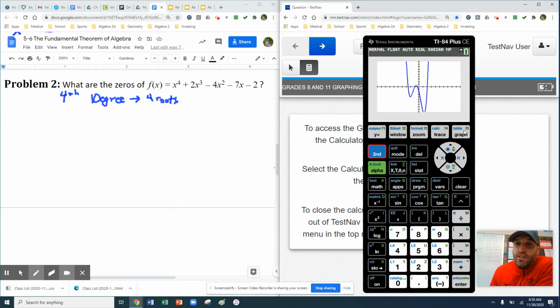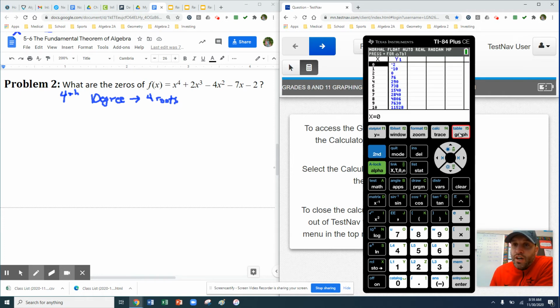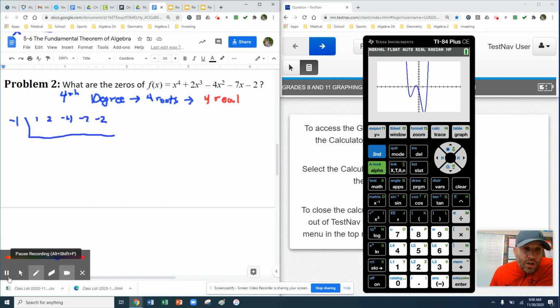And we can go to our table. If you aren't quite sure where it's crossing the x-axis, you can go to where your y is equal to 0. Looks like we're going to have a real root at -1. We're also going to have a real root at 2. So we're going to use those to start our synthetic division. So we'll put our root of -1. Remember, this is the linear factor x plus 1 that we are dividing into our polynomial.